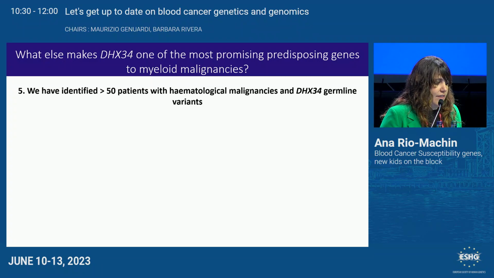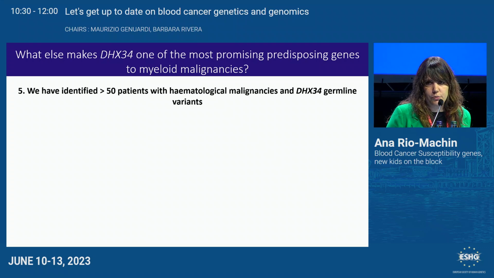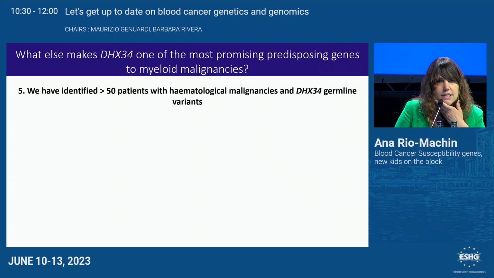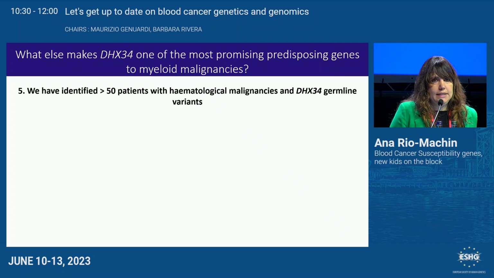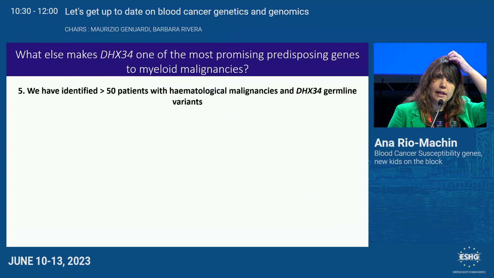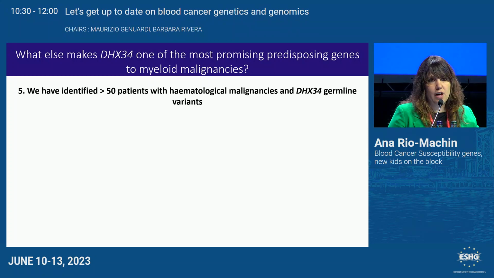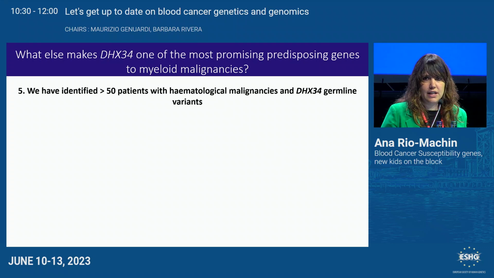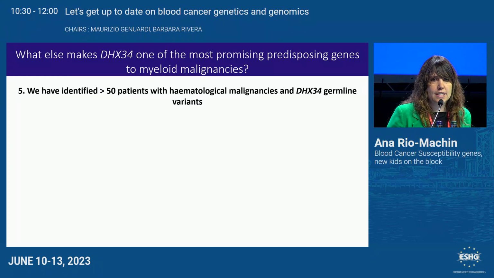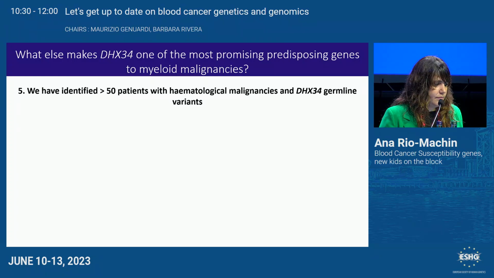And moreover, we have identified more than 50 patients with hematological malignancies and DHX34 germline variants in collaboration with many different hospitals in Europe. And now we are trying to look at published whole genome sequencing data to identify more DHX34 variants, to describe the mutational landscape and the clinical features of these patients, to better define what we are facing with DHX34 and if it should be included as a new predisposing gene.